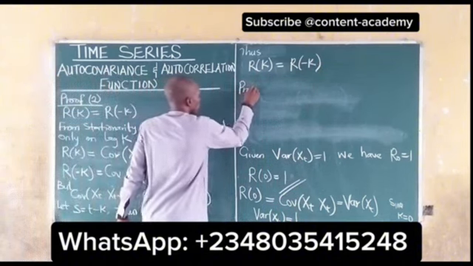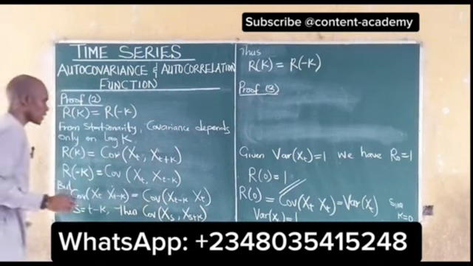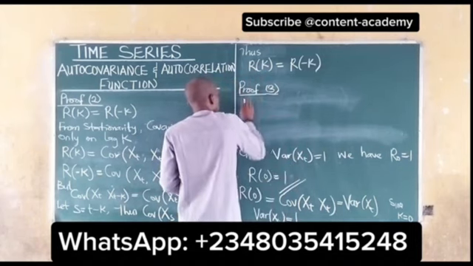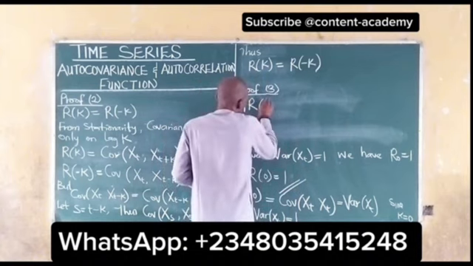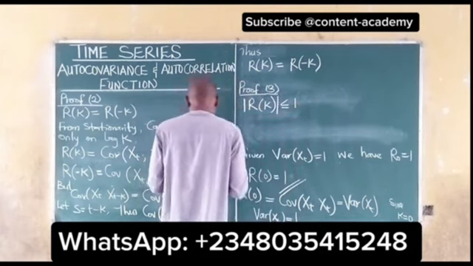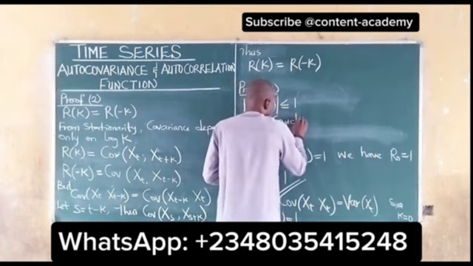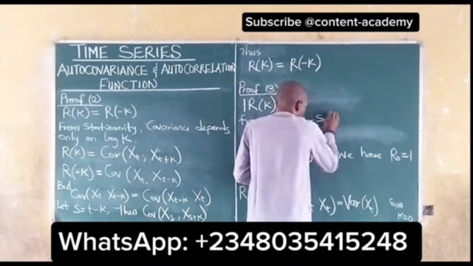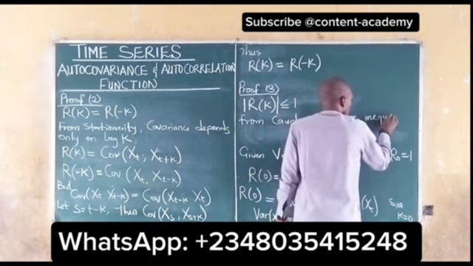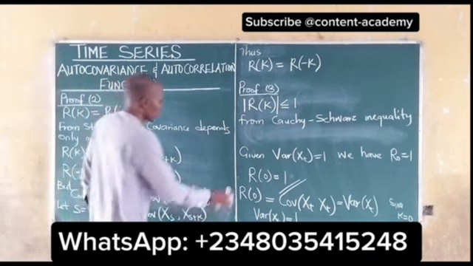So the next one we go into is number 3. So prove our number three. That number three, if you could remember, we are asked to prove that the autocorrelation ρ_k is less than or equal to 1. From the Cauchy-Schwarz inequality, we can remove this.